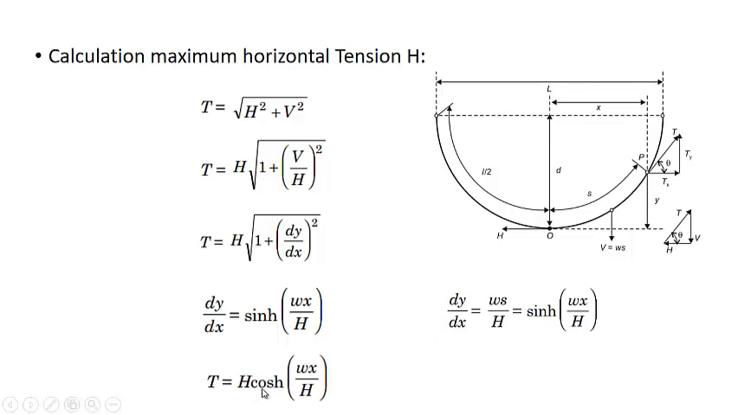hyperbolic wx by h. So here, the square root of 1 plus dy by dx whole square will be equal to square root of 1 plus sine hyperbolic wx by h whole square, and that will be equal to cos hyperbolic wx by h. So T will be equal to H cos hyperbolic wx by h. This equation will also give us the value of this tension at any arbitrary point x, or intermediate point from O to this point.